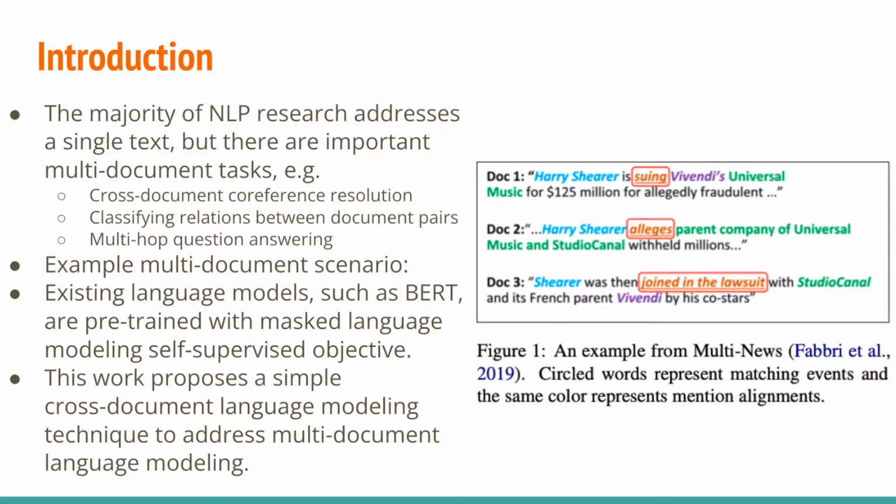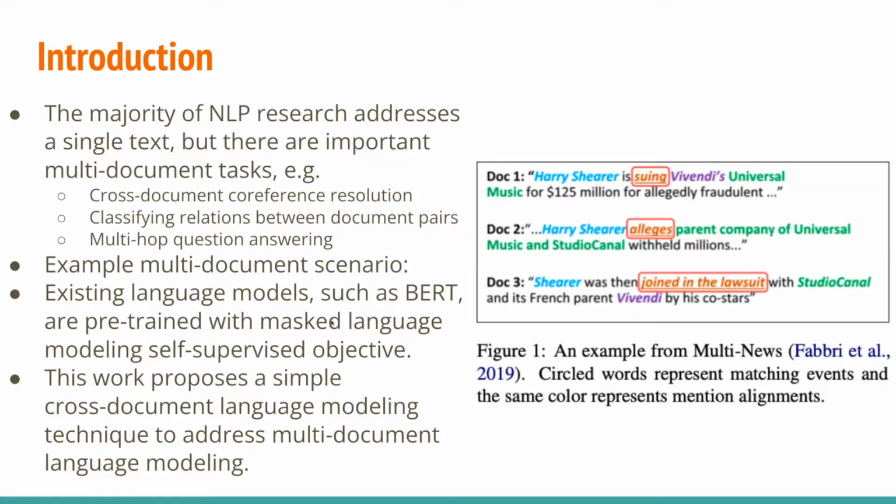And the idea is, given, for example, document 1 and document 2, you can actually recover the words, the tokens in document 3. Like, you can recover the phrases "joined in the lawsuit".